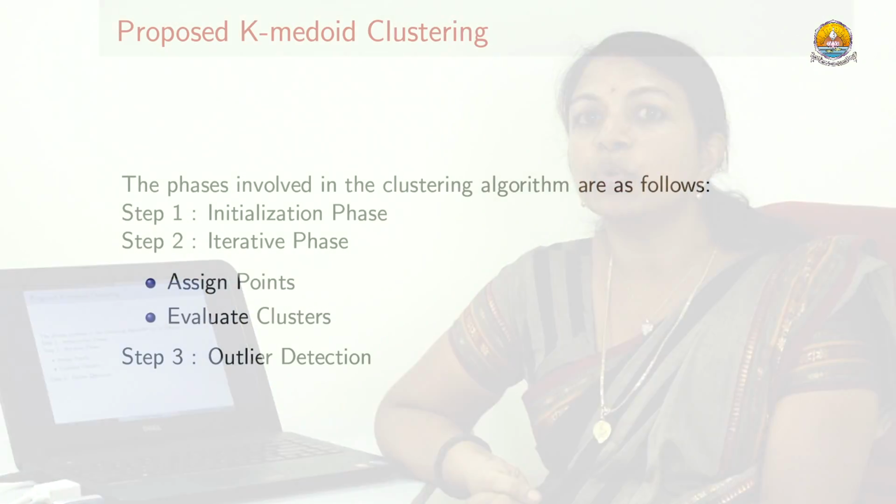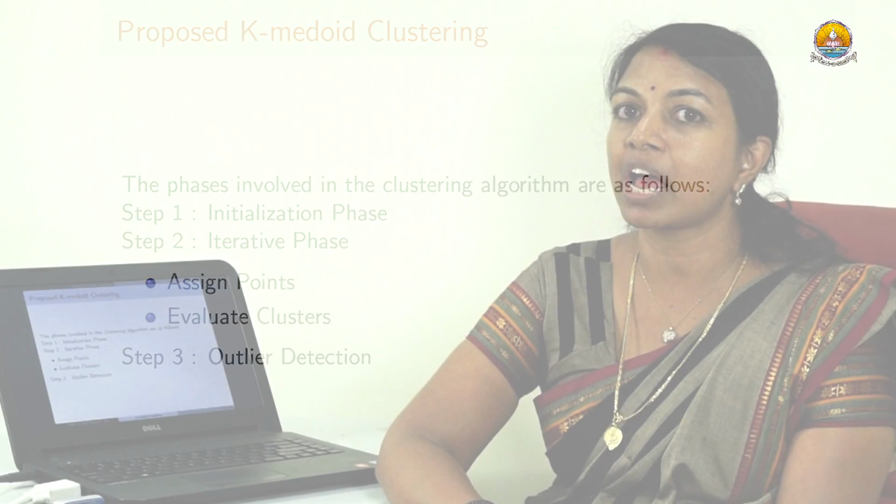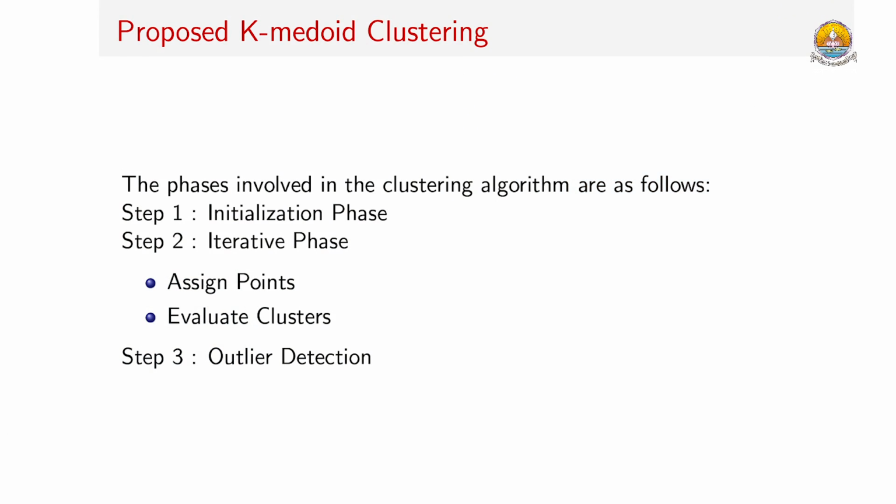With this proposed distance measure, we are now going to find the clustering of a given data set which consists of mixed numeric, categorical as well as binary data. We are also proposing new phases for K-Medoid clustering, as I already gave you the basic version of K-Medoid clustering. However, we have three phases in this. The first phase is the initialization phase, the second is the iterative phase, and the third is outlier detection.